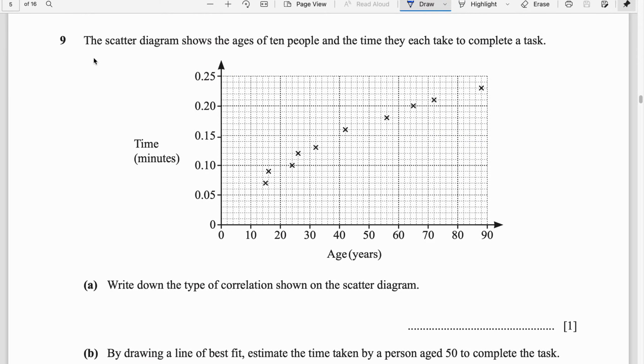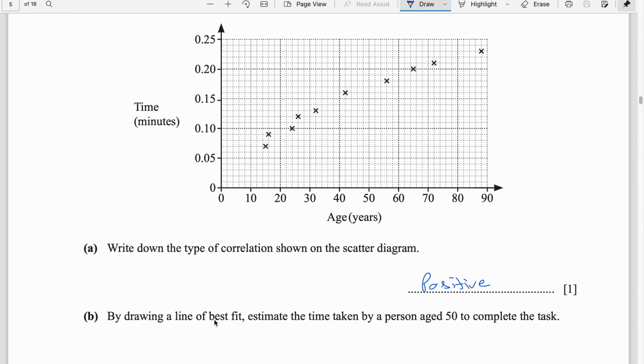Question number 9. The scatter diagram shows the ages of 10 people and the time that each takes to complete a task. Write down the type of correlation on the scatter diagram. So we can see on the x-axis values are increasing and on y both are increasing. So the relation is positive.